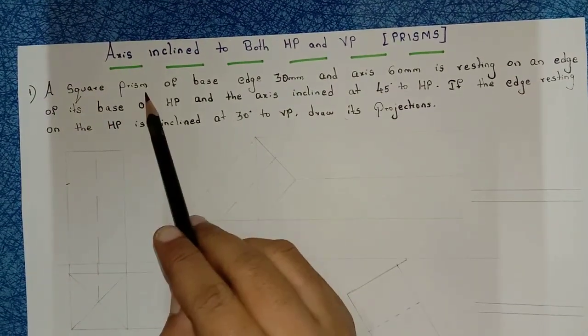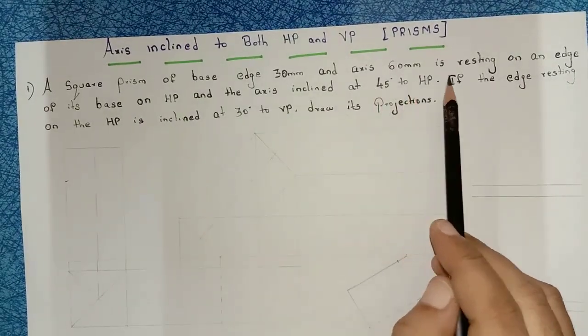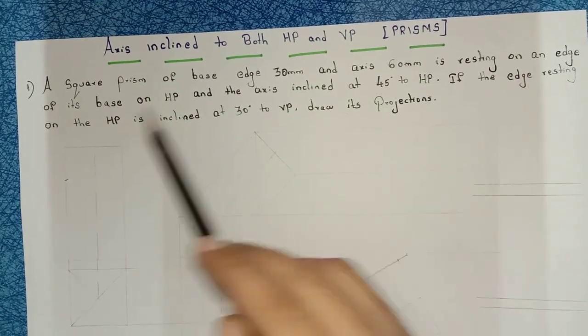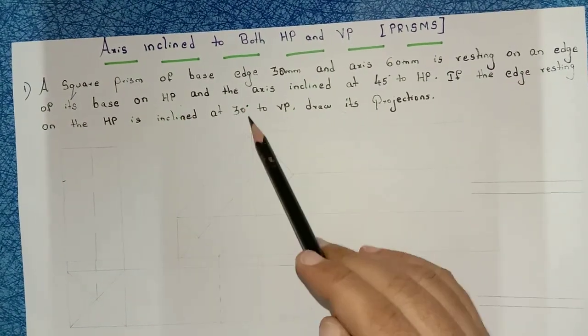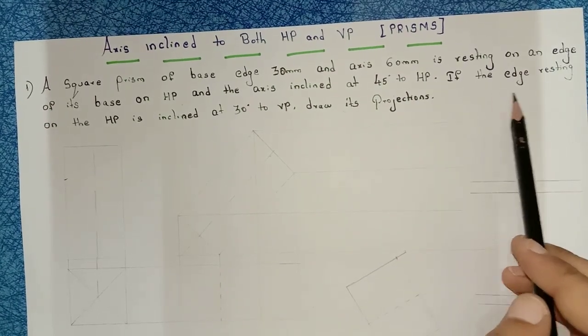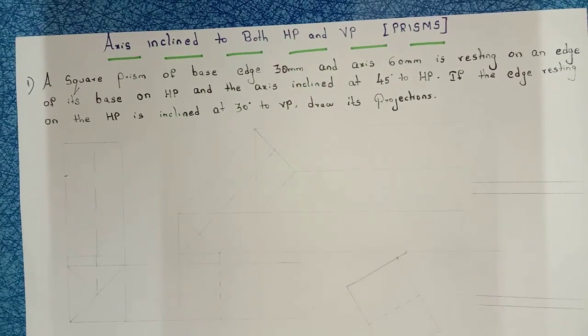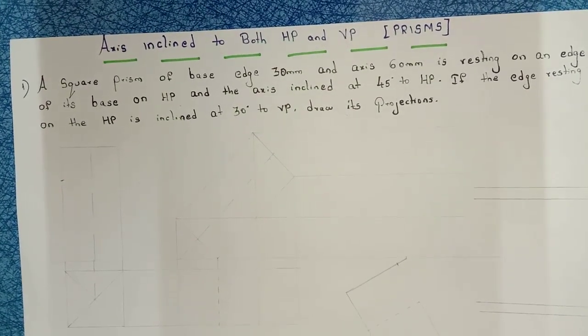A square prism of base edge 30 mm and axis 60 mm is resting on an edge of its base on HP and the axis is inclined at 45 degrees to HP. If the edge resting on HP is inclined at 30 degrees to VP, draw its projections. So this is the question.